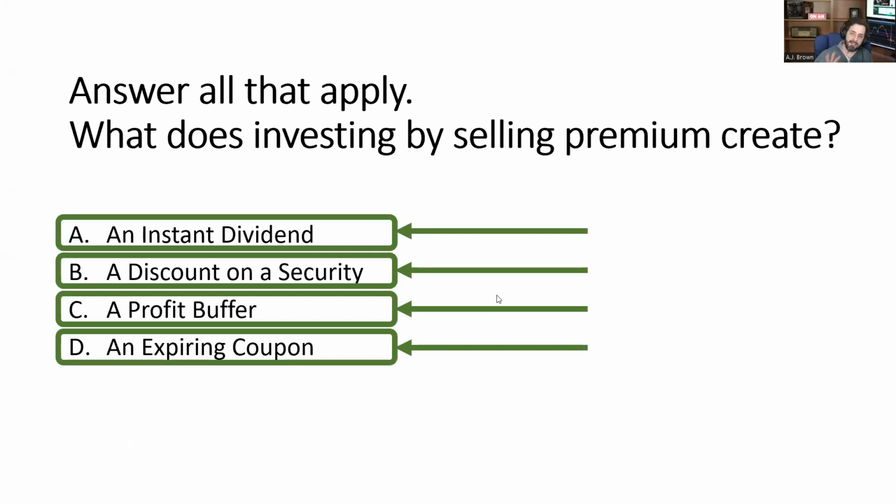Well, if you were paying attention, and no worries if you weren't, I said all of them. I said it was an instant dividend. I said it was a profit buffer. It acted like an expiring coupon, and it behaved as a discount on a security. So if you were thinking all of them, you're absolutely right. Kind of a trick question.